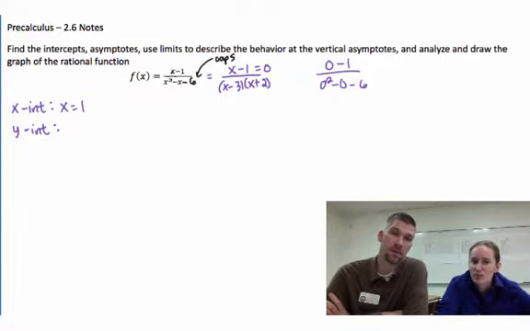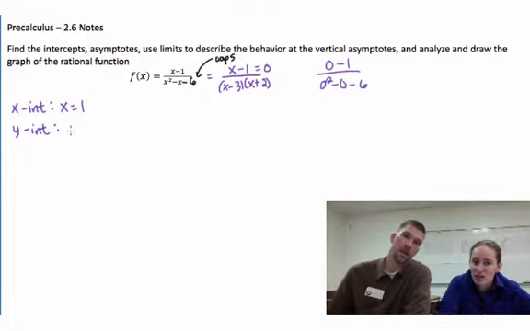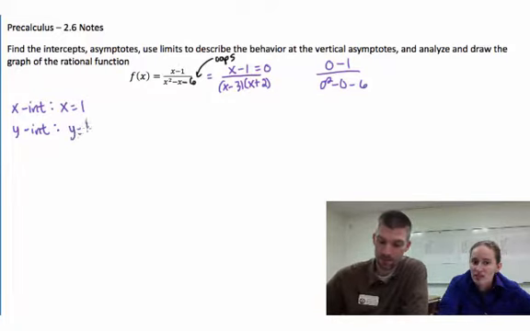You can use either one of these situations to plug it in. But keep in mind that anytime you do that, the x's are all going to go away because they're 0, and so we should end up with whatever these numbers are at the end. -1 over -6, which is a positive 1/6. And now the asymptotes.